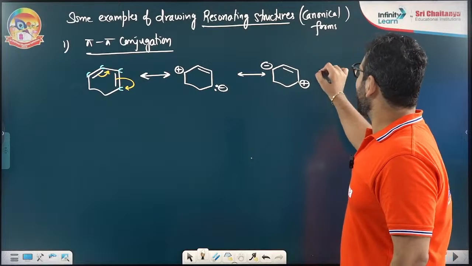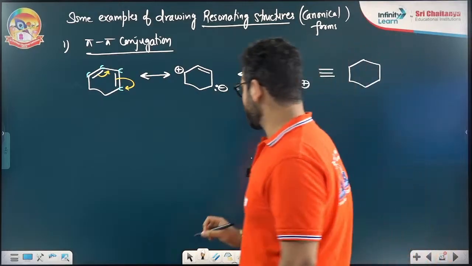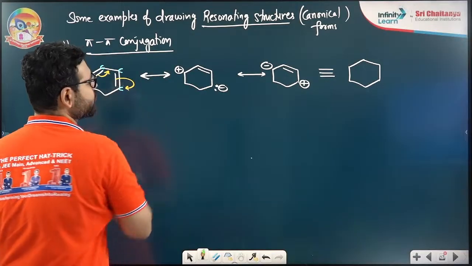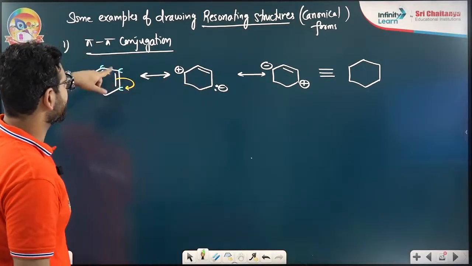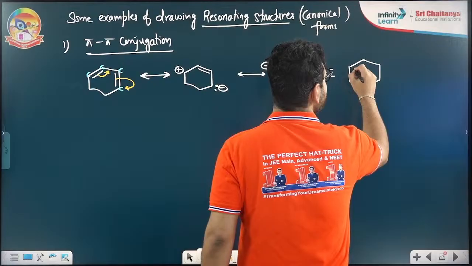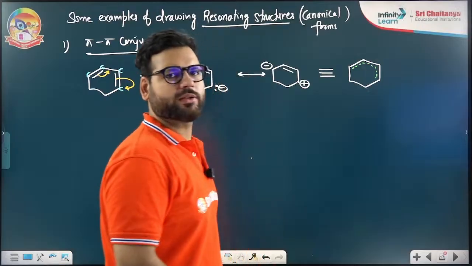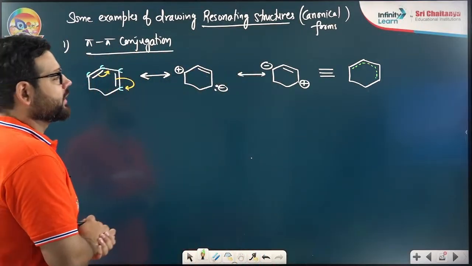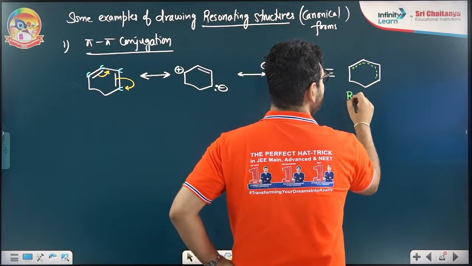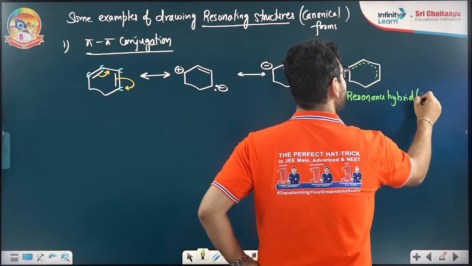Now when you take the average of all these resonating structures, you can see that a pi bond could be present between these two carbons, or these two carbons. Everywhere a pi bond can come. Pi bond can come here, here, and here also. So I can show it like this: two pi bonds distributed over these four carbons. These are the resonating structures, and this average is the real structure. This is called the resonance hybrid. This is the only real structure of this compound.